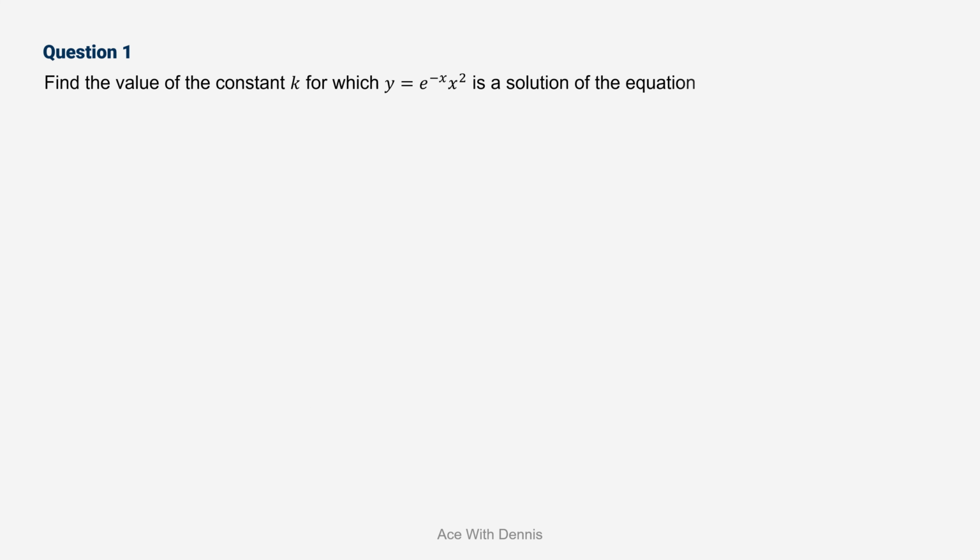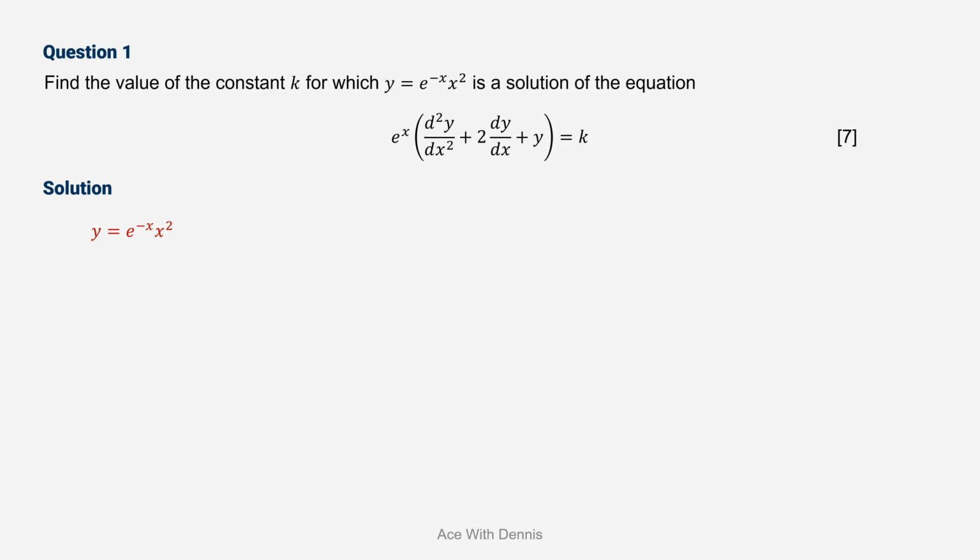Question 1. Find the value of the constant k for which y equals e to the power of negative x times x squared is a solution of the equation e to the power of x, bracket, d squared y over dx squared plus 2 times dy over dx plus y, equals k. 7 marks. So here's a solution.